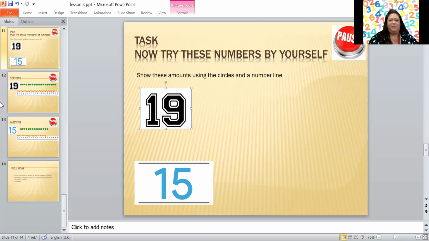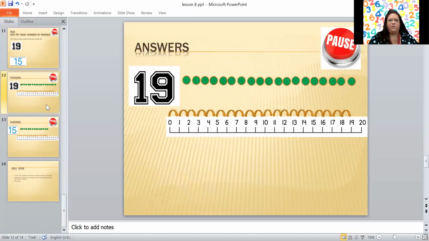Hello, welcome back. How did you do? Let's look at that number 19 first and see if that's what you did. So here are 19 circles. 1, 2, 3, 4, 5, 6, 7, 8, 9, 10, 11, 12, 13, 14, 15, 16, 17, 18, 19. 19 circles. Now let's move me up to the top of the screen.